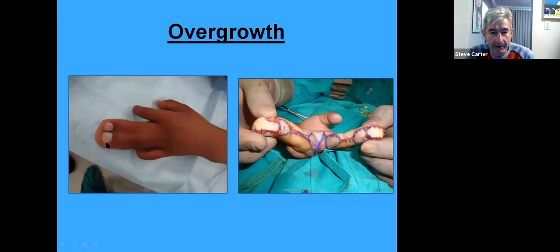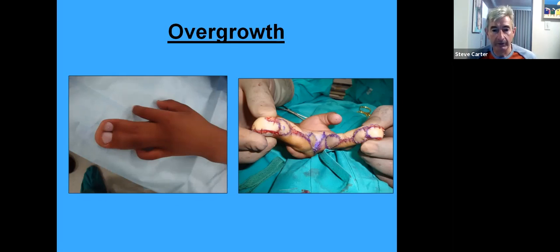In the middle, overgrowth of the central two digits plus a syndactyly. We've separated it, but subsequent to this the child in later years has had an amputation, I think round about proximal phalanx level. We also obviously try, if you see them early enough, to limit the growth.